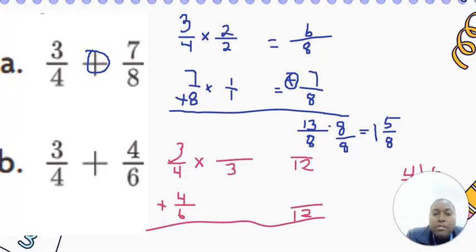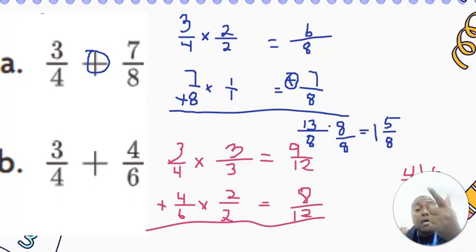Whatever we do at the bottom, we do that at the top. 3 times 3 equals 9. And we multiply at the bottom as well. What do we multiply times 6 to get 12? Well, we should know that would be 2. And whatever I do at the bottom, I also do at the top. 4 times 2 equals 8. And we know 9 plus 8 again, 9, 10, 11, 12, 13, 14, 15, 16, 17.